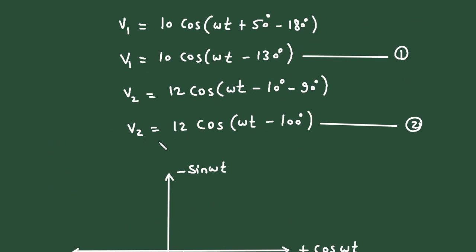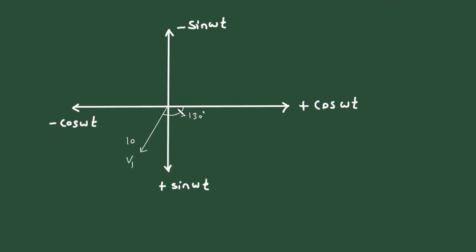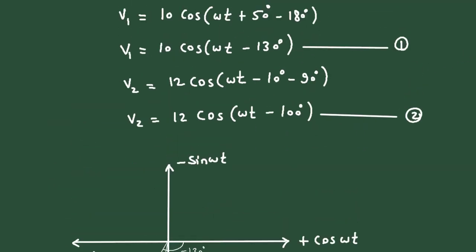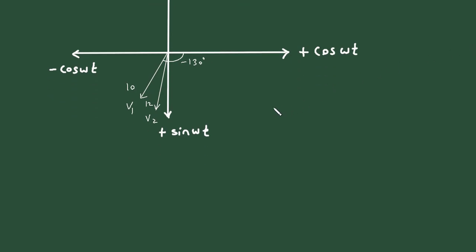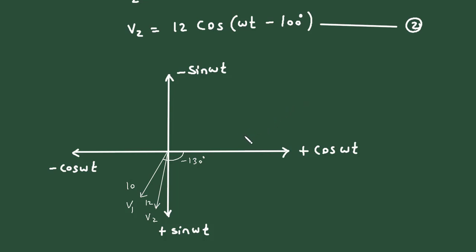Now to draw V2, the amplitude is 12 and the angle is minus 100. So here the angle will be somewhere here, and it is V2. The amplitude is 12 for this V2. Now here we can see the angle difference between V1 and V2 is 30 degree. And also here we can see the phasor rotates in counterclockwise direction, that is in this direction they are rotating like this.